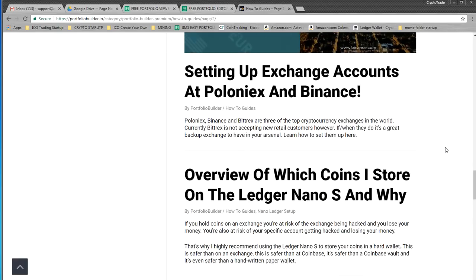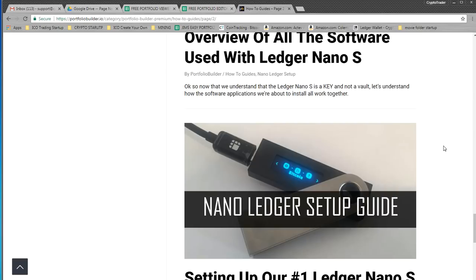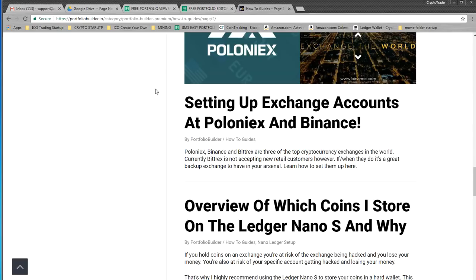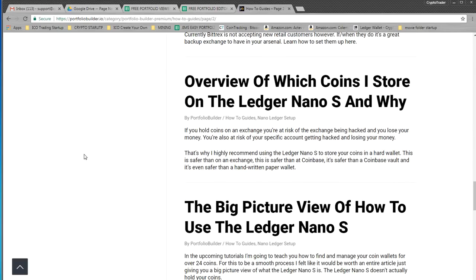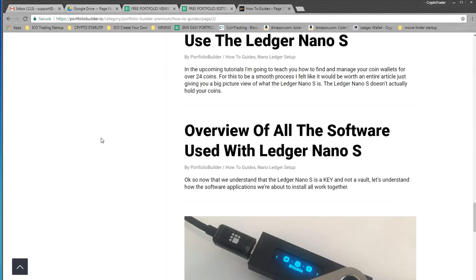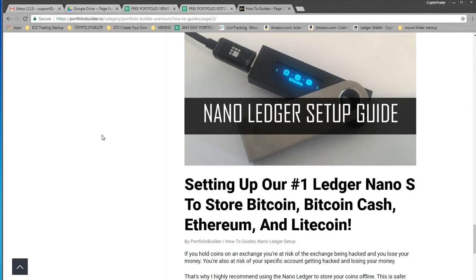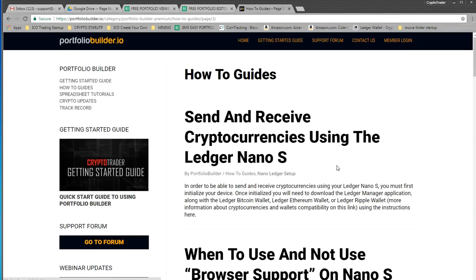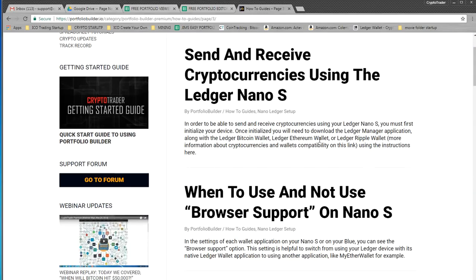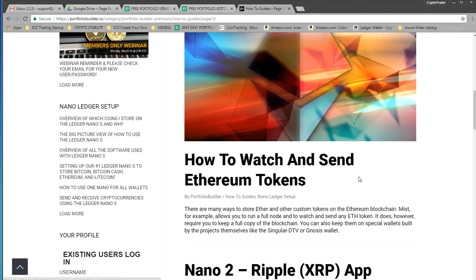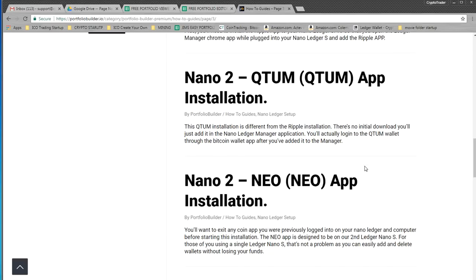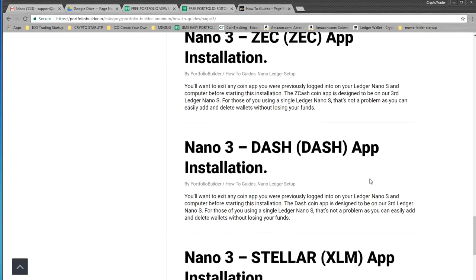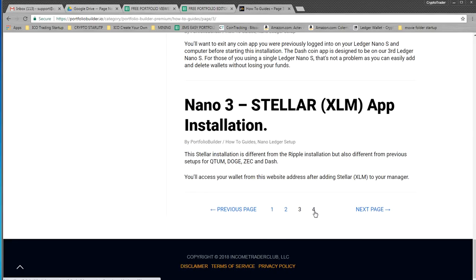I'm just scanning through this so you can see all of the exchanges. And then really the Nano Ledger S is our best security device for holding our coins. So we've created a tutorial for how to use the Nano Ledger. We've gone over the different software applications that are used for it, and then we've created a tutorial for how to set up every single wallet, how to use one Nano Ledger for all wallets, or if you're like me, I have 5 Nano Ledgers. And it's all just laid out here in great detail for you, so you can just go step by step.